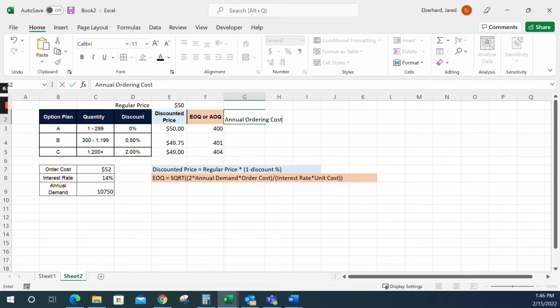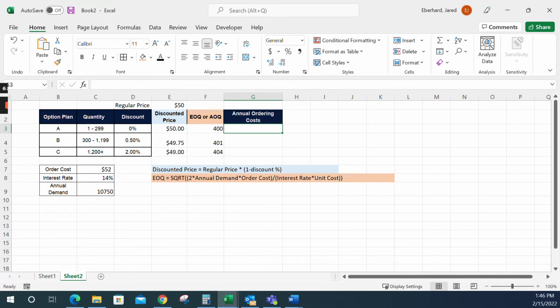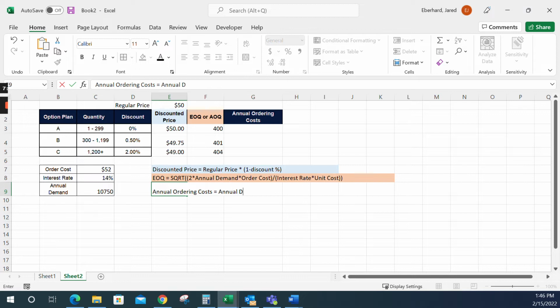To get my annual ordering costs, I first have to figure out how many times I'm going to place an order, and then just simply times that by my order cost. So annual ordering costs equal annual demand. We should probably throw this in parentheses, shouldn't we? Annual demand divided by that AOQ or EOQ, whichever one you want to call it. And we're going to times that whole thing, of course, by our order costs.